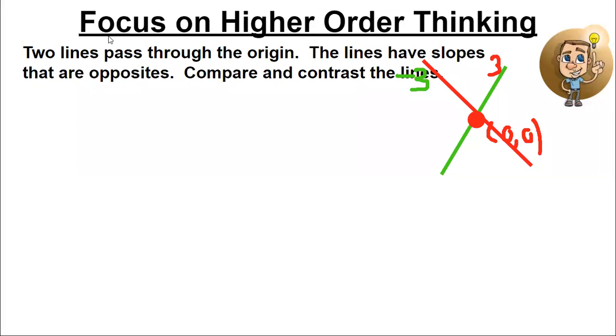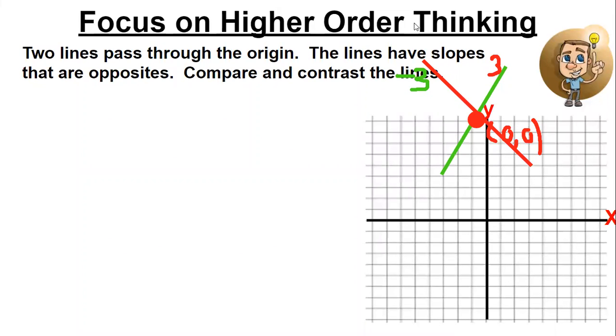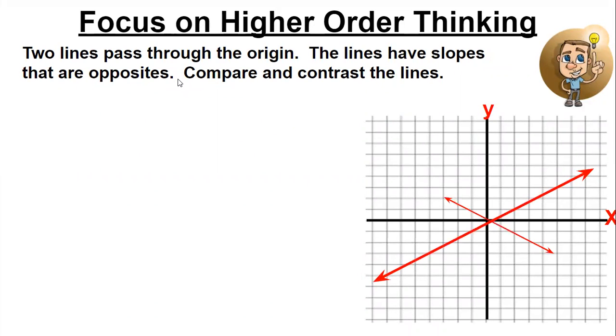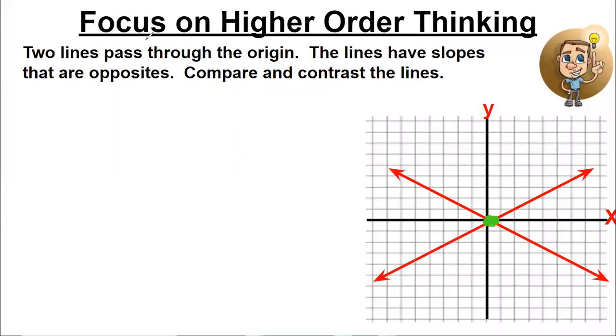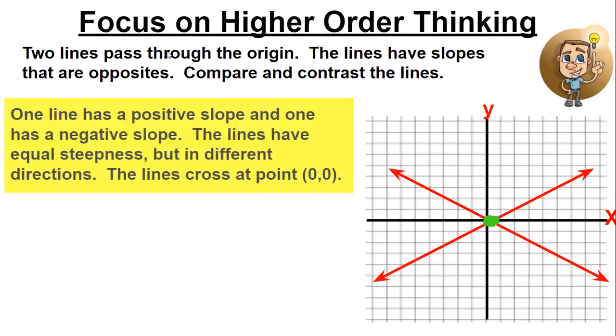So let's see what we all know. Actually, I think it's going to show us. Okay, it shows us that line and that line. And the origin is where? Right here. They cross at the origin. One line has a positive slope and one line has a negative slope. The lines have equal steepness, but in different directions. That means one has maybe a steepness of 1, the other one would have a steepness of -1. One would have a steepness of 3, the other would have a steepness of -3. And the lines will cross at point 0, 0.